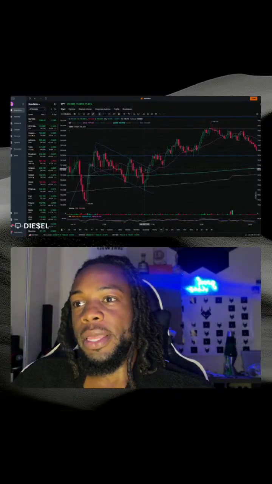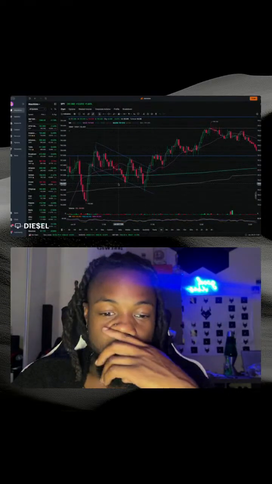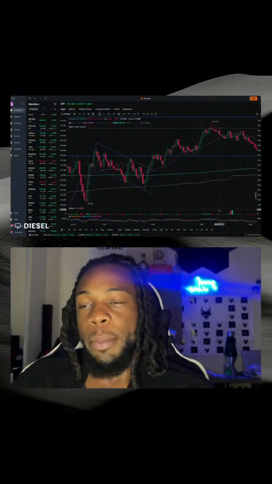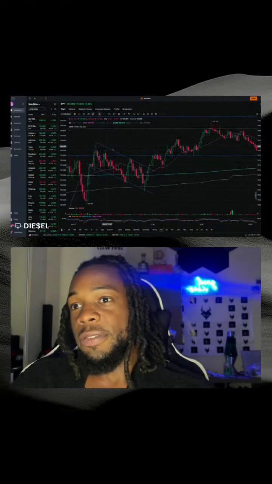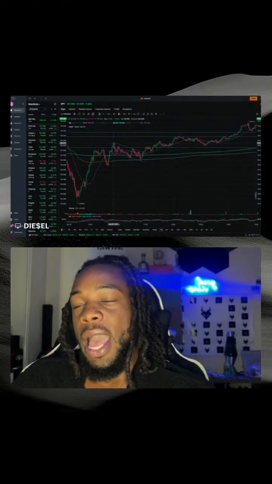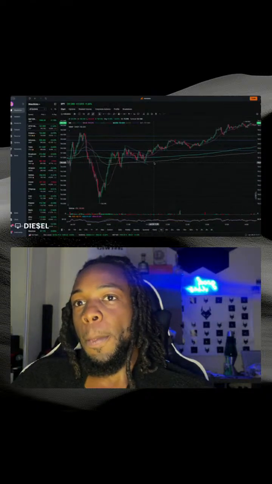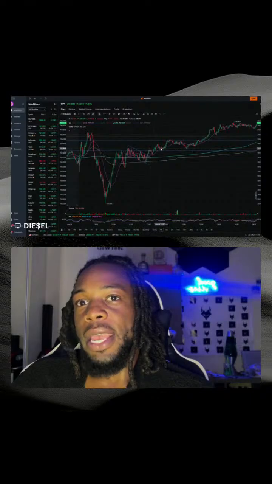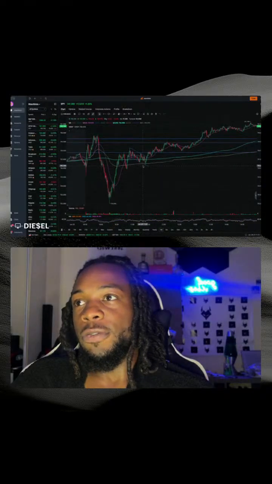I seen it was making this little flag. This is considered a bear flag, or not a bear flag, a bullish flag. And so a bullish flag means you can expect more upside. I drew this and I knew, you feel me? And then what happened? It broke out of it and it continued to the upside. You feel me? That's literally textbook trading right here.